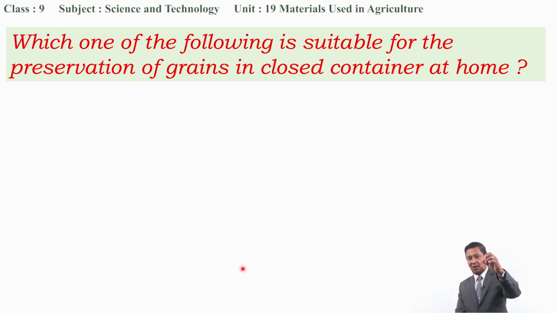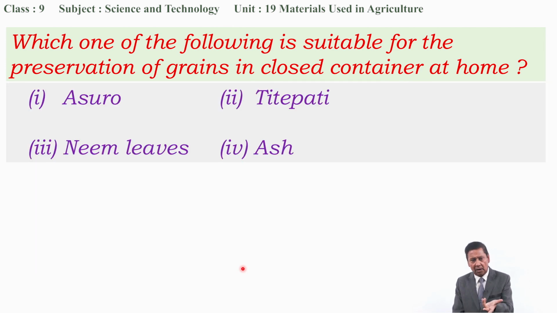Yes. Now let's go to another multiple choice question. Which one of the following is suitable for the preservation of grains in a closed container at home? If we have grain in a closed container, which one can we use? Asuro, titepati, neem leaves or ash. Which one is suitable? Certainly neem leaves. It prevents harmful organisms, harmful pests, from growing. The growth of harmful pests is prevented by neem leaves. This is one of the natural insecticides.